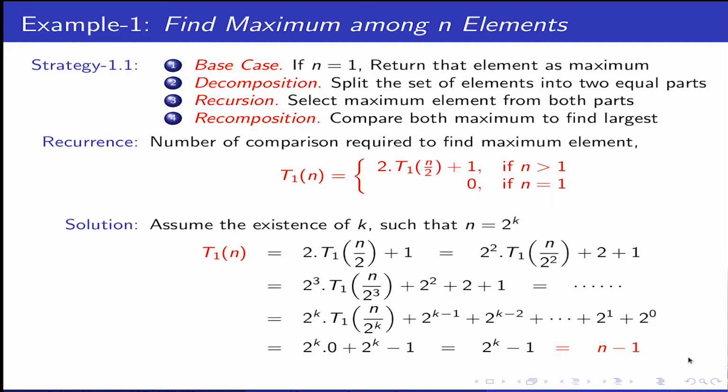What does it suggest? Depending on this kind of recursive problem solving by my own strategy number 1.1, I am getting n minus 1 comparisons to find the maximum.